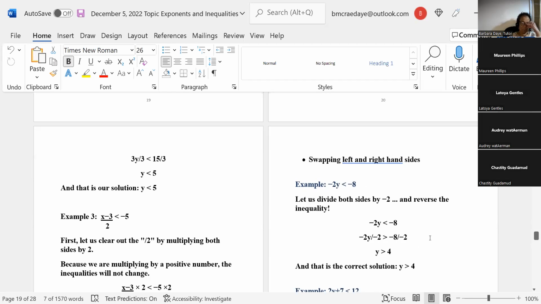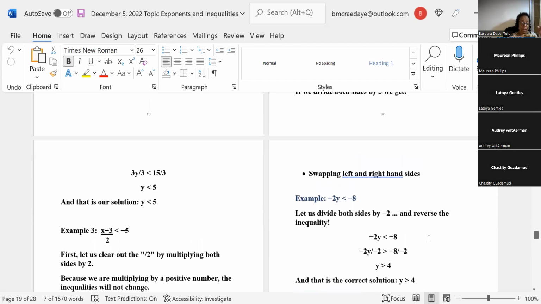Now, this becomes clearer when you do some of these, okay? But just remember, if you're multiplying or dividing by a negative, your inequality is reversed. So if it was less than, it becomes greater than, okay? If it was less than or equal, it becomes greater than or equal. That's what we mean by reverse.